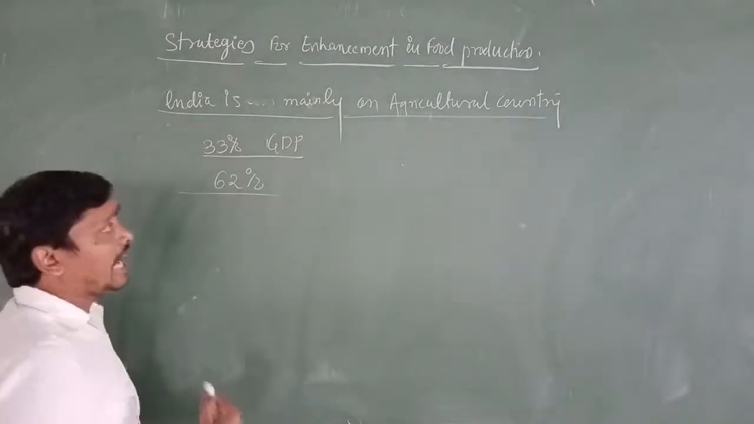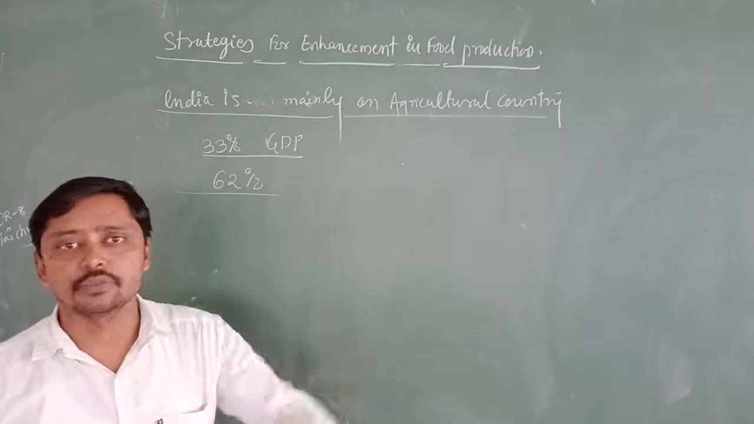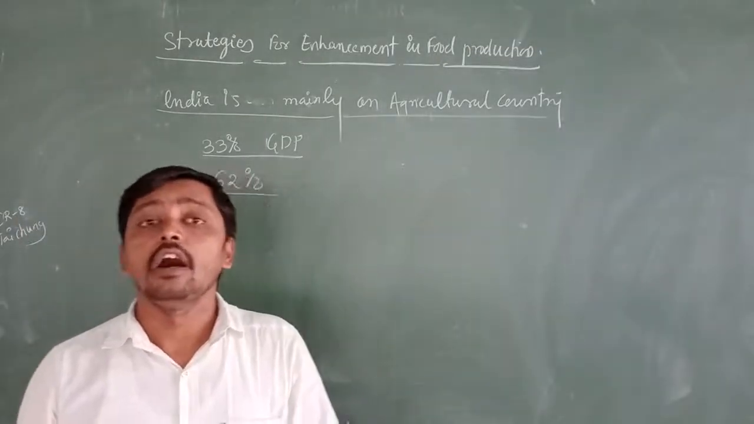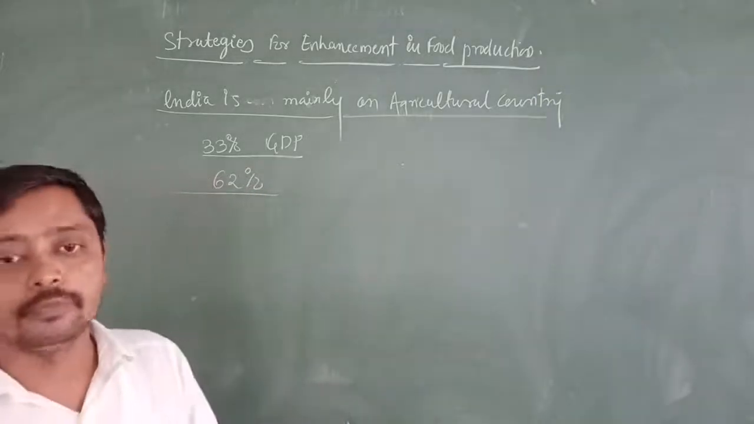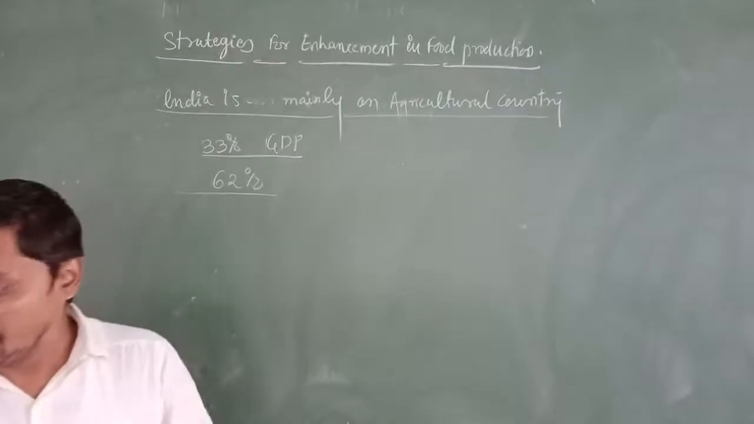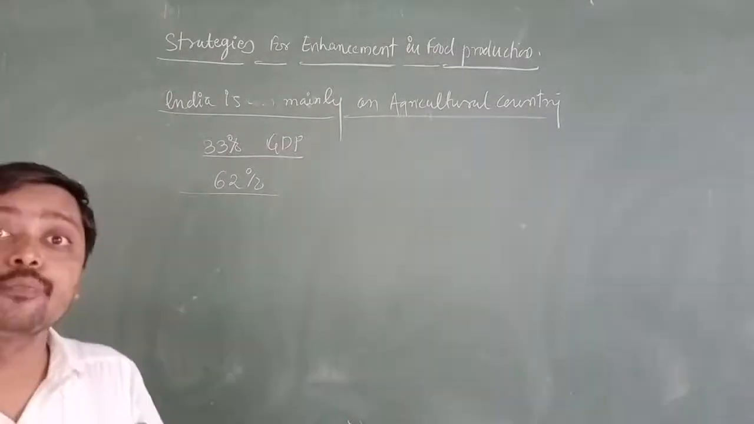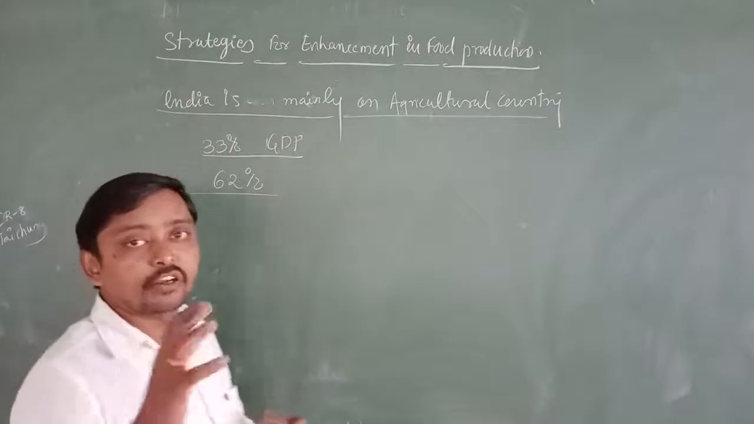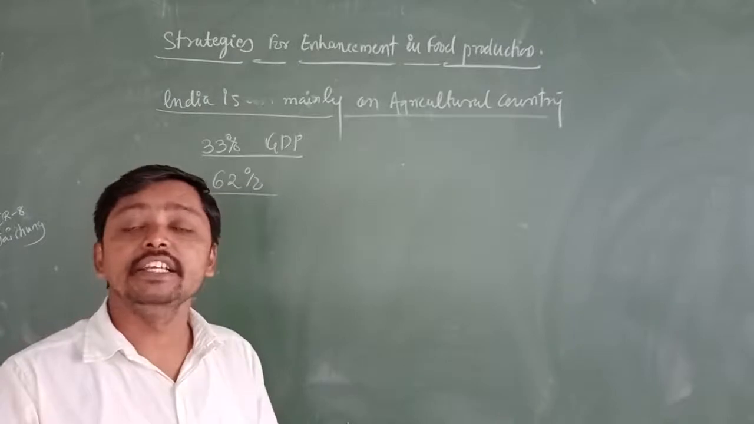And what happened in India after independence? Our country was facing an important problem, that is, fulfilling the food needs of the increasing population. After India's independence, one of the main challenges facing the country was producing enough food for the increasing population. What is the challenge in front of India after the independence? To produce enough food for the increasing population.